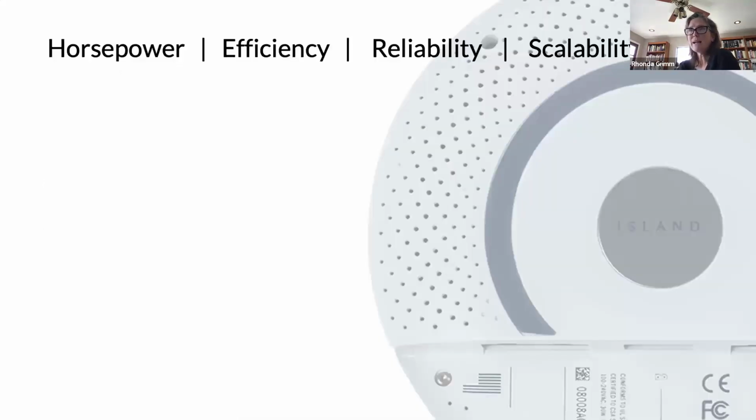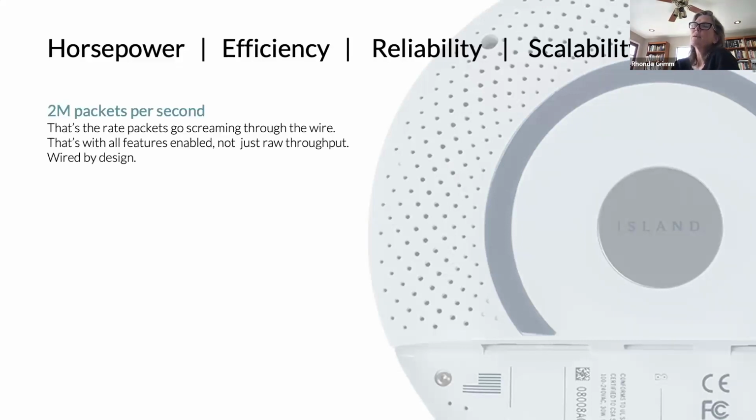So in terms of Island, this is kind of the reference for this. Again, horsepower, efficiency, reliability, and scalability are key. Remember all those packets? That one 1 megabit photo had 8 million. So it's all about the packets. We have 2 million packets per second. That is our throughput. We have packets screaming through the router, and it's not just raw throughput. It's with all the features enabled. It's with your VLANs, it's with your VPNs, it's with all the load on the network.